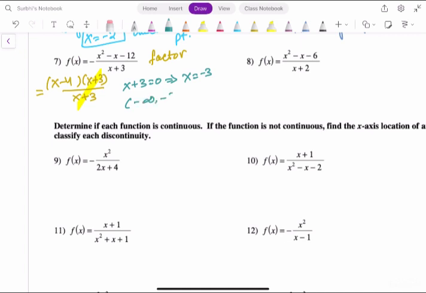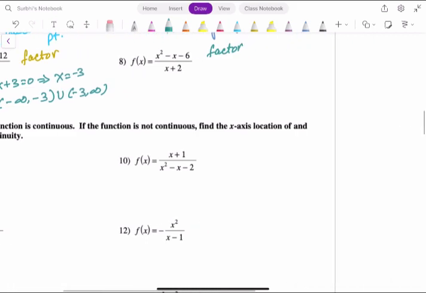So quickly, interval notation: negative infinity to negative 3, open brackets, and negative 3 to infinity, open brackets again, because at x is equal to negative 3, we have a removable discontinuity, or we have a hole. Same thing with number 8.